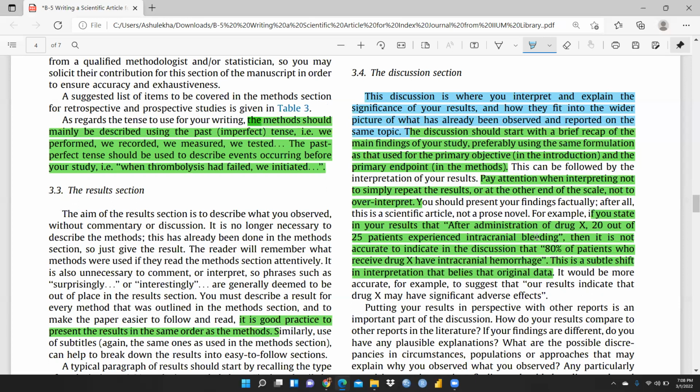Pay attention when interpreting not to simply repeat the results, or at the other end of the scale, not to over-interpret. If you state in your results that after administration of drug X, 20 out of 25 patients experienced a complication, then it is not accurate to indicate in the discussion that 80% of patients who receive drug X have that complication. This is the interpretation that changes the original idea.